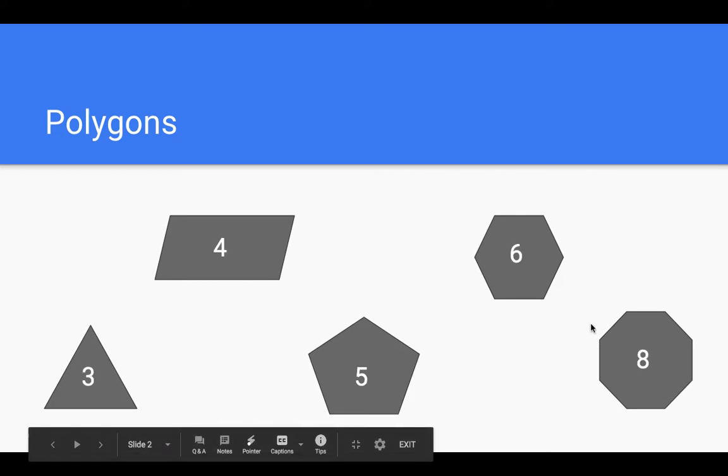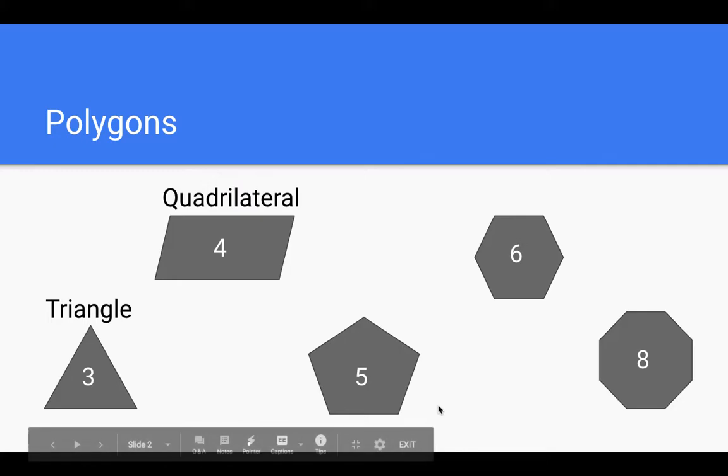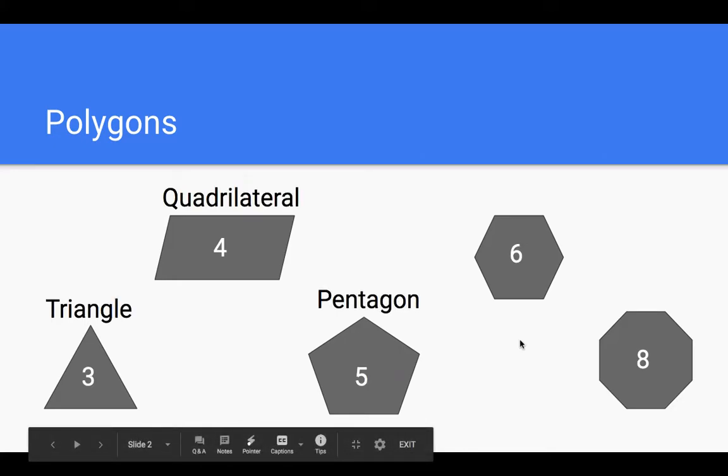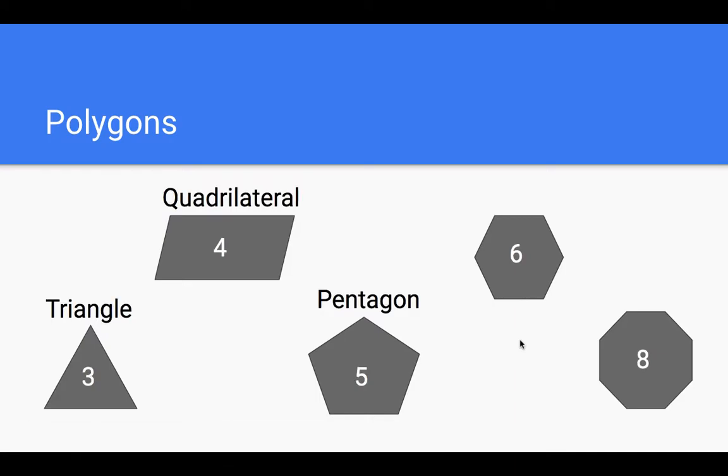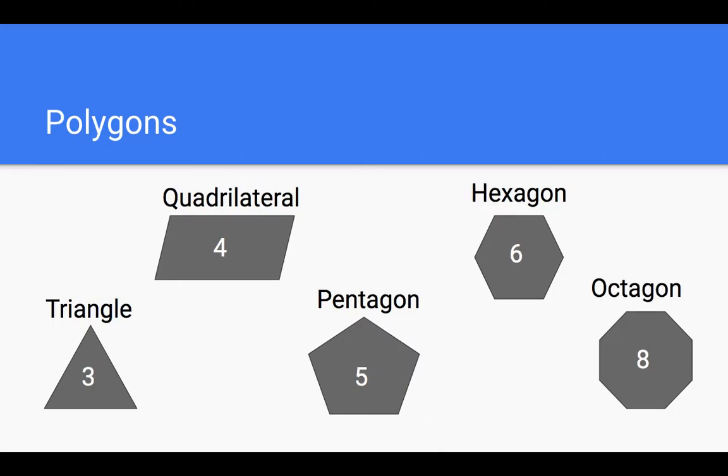Okay, now that we know their sides, we want to name them. The first one with 3 sides we call what? A triangle. The next one with 4 sides we call a quadrilateral. 5 sides we call a pentagon. 6 sides we call what? Hexagon. And 8 sides we call what? Octagon. You can think about an octopus having 8 legs, an octagon has 8 sides.